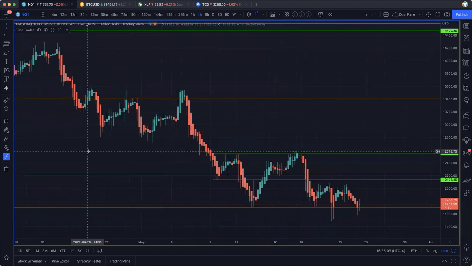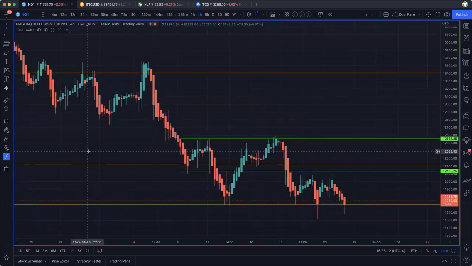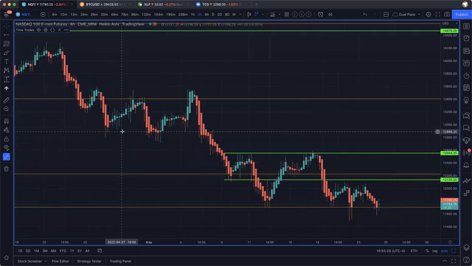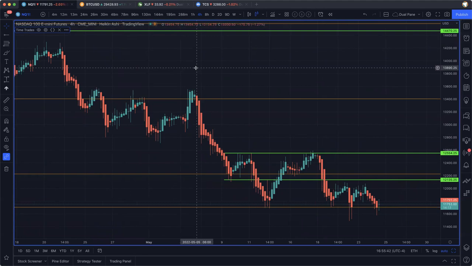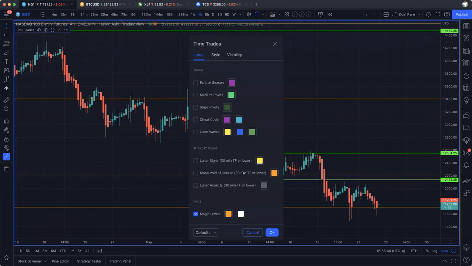And there's a lot of interesting behaviors that I document in the user guide about price action around magic levels. So I would encourage you to go and take a look at that, because there are some very strong setups that, if you know what to look for, you can make some money off of those magic level setups. Okay, so that's it for a tour of the Time Trades TradingView Indicator. I hope you found all of this interesting.